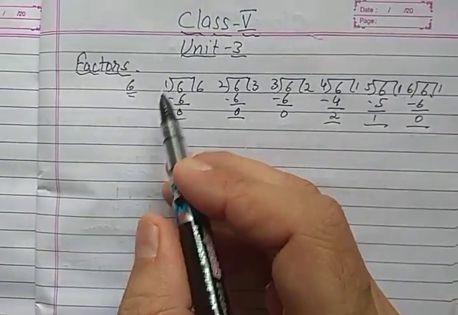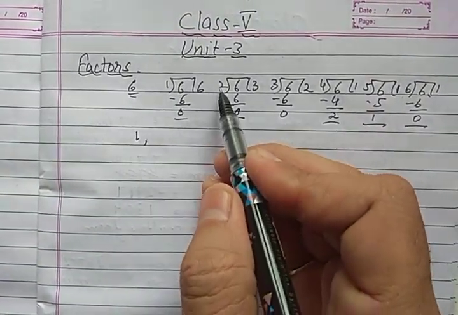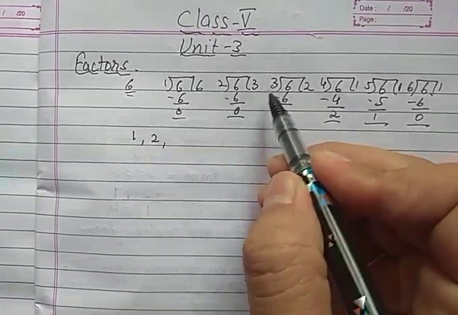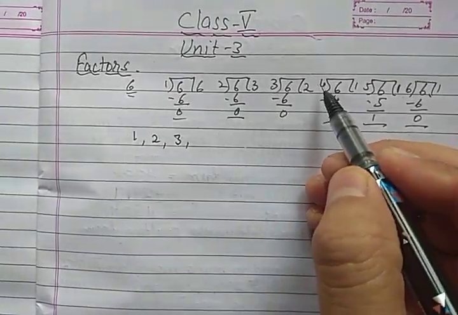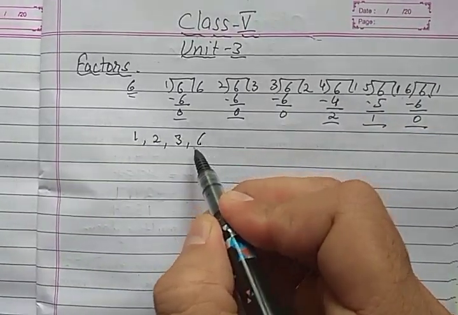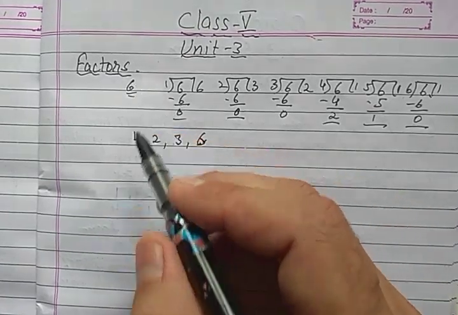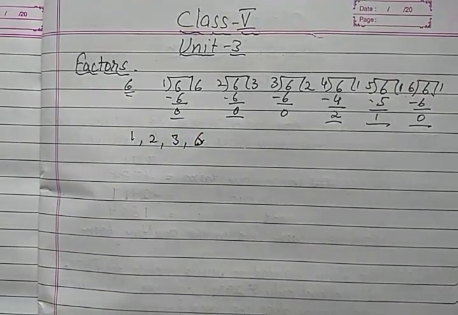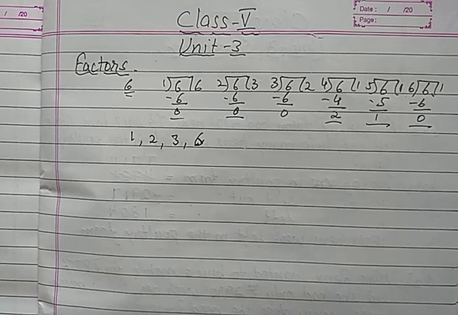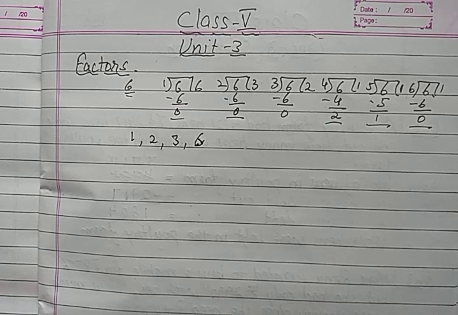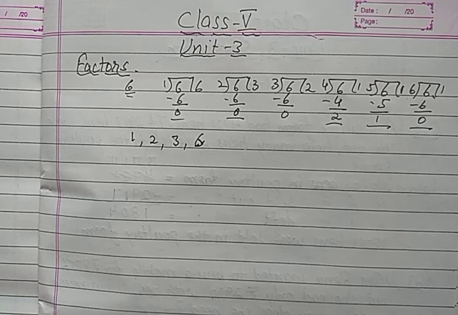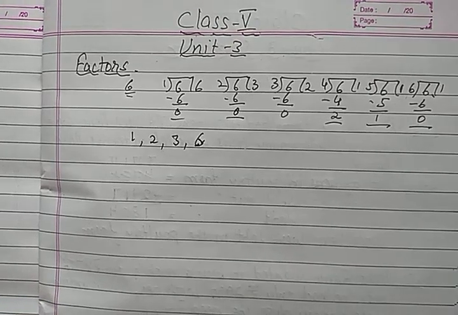So here 1, then 2, 3 and 6. So these are the factors of 6. So 1, 2, 3, 6 are the factors of 6. So that means a divisor of a number which divides the given number and there is no remainder left is a factor of the given number.